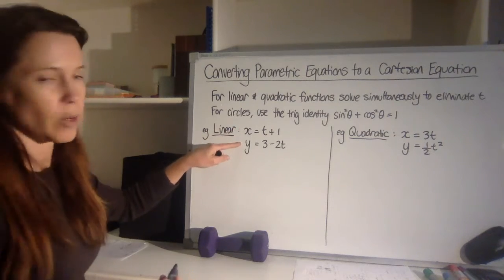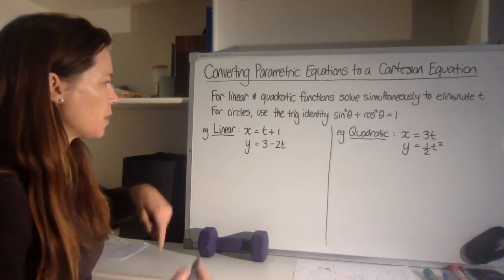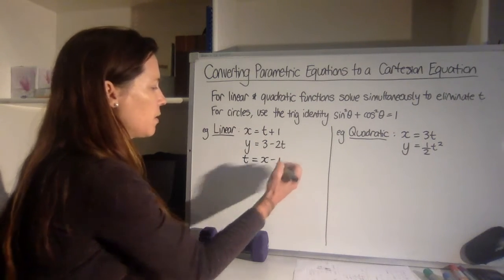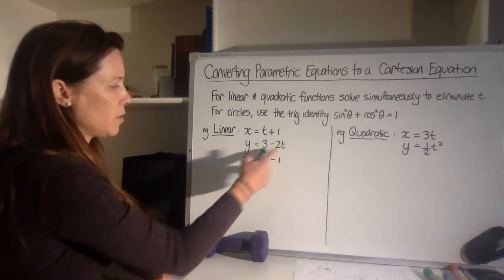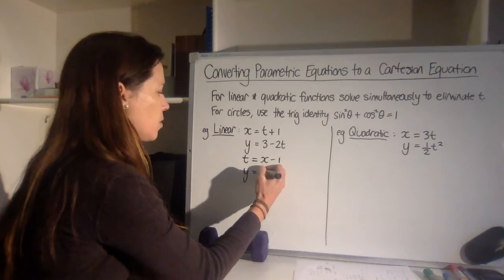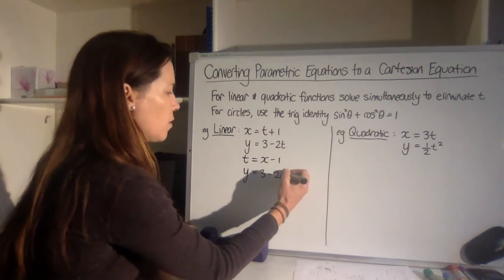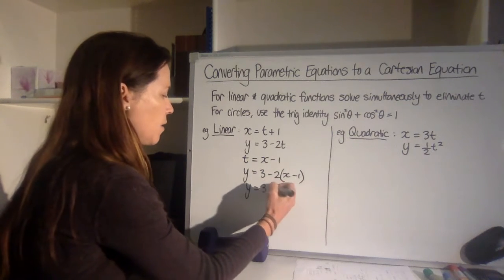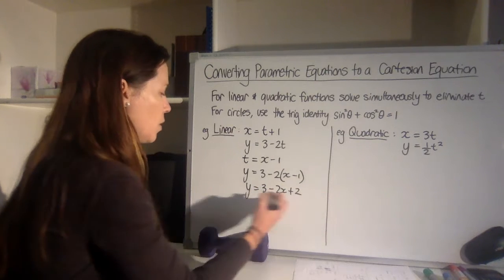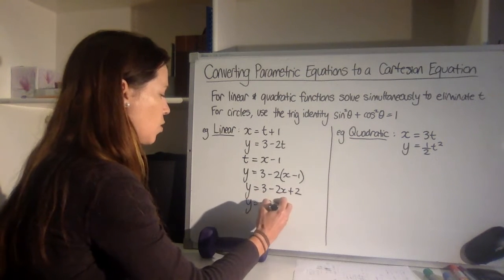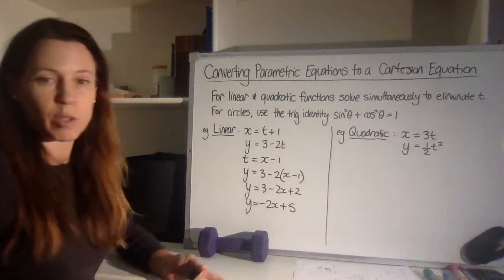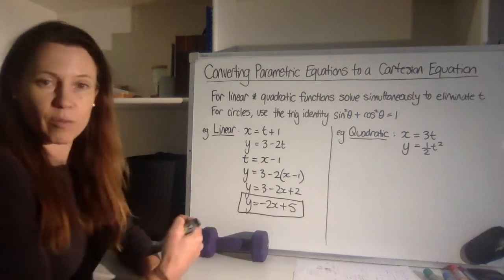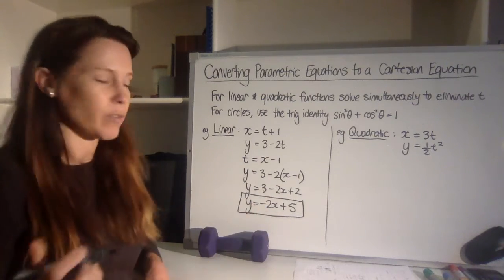You can take either equation and make t the subject. Let's pick this one. So rearranging, I can see that t is equal to x minus 1. And now we have to just sub that into the other equation. Y is equal to 3 minus 2 lots of t, which is x minus 1. So then tidying up, I've got 3 minus 2x plus 2. So y is equal to minus 2x plus 5. So that was quite straightforward, and this is just a straight line. We already know that it has a y-intercept of 5 and a gradient of -2.